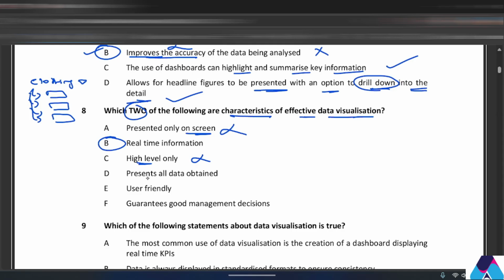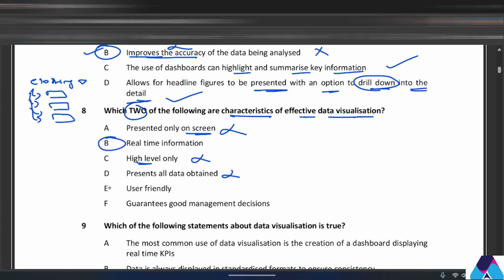Part number D says presents all data obtained. Again, this is wrong. It does not present all data obtained, because you have to filter out for the relevance. You have to filter out for the relevant information, and only that is presented. You cannot present all the data, obviously.